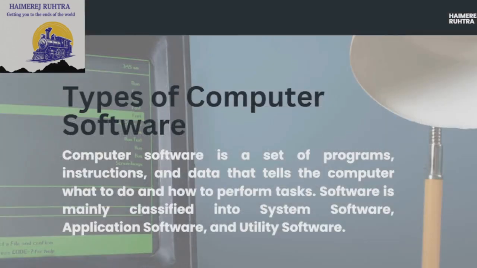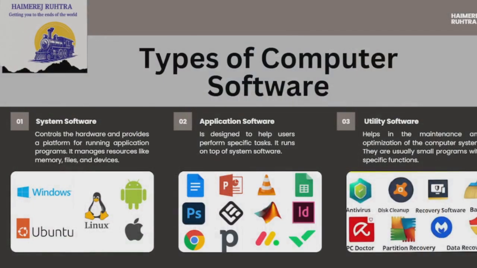So we have types of computer software: system software, application software, and utility software. The system software controls the hardware and provides a platform for running application programs. So we have Windows, Linux, Ubuntu, Android, and Apple or Macintosh. Then we have the application software, which is designed to help users perform specific tasks.